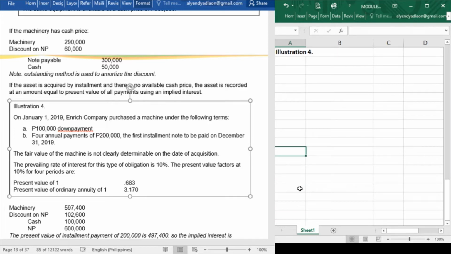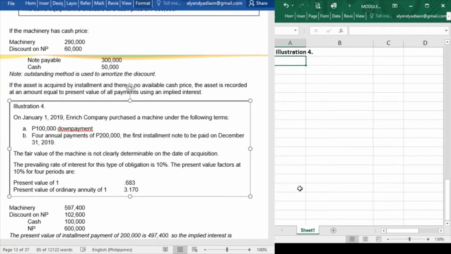Illustration 4. On January 1, 2019, Enrich Company purchased a machine under the following terms. First, 100,000 down payment. Second, 4 annual payments of 200,000. The first installment note to be paid on December 31, 2019. The fair value of the machine is not clearly determinable at the date of acquisition, meaning we cannot determine the cash price equivalent or the fair value of the machinery. But the prevailing rate of interest for this type of obligation is 10%.